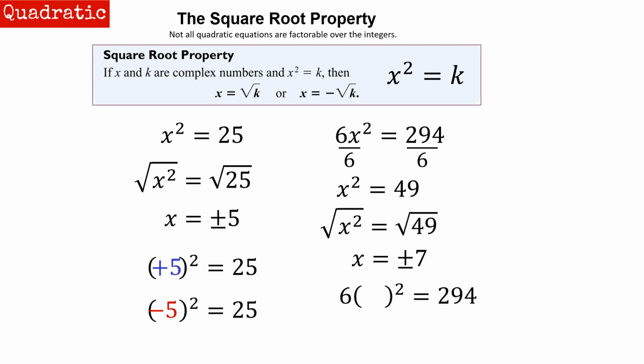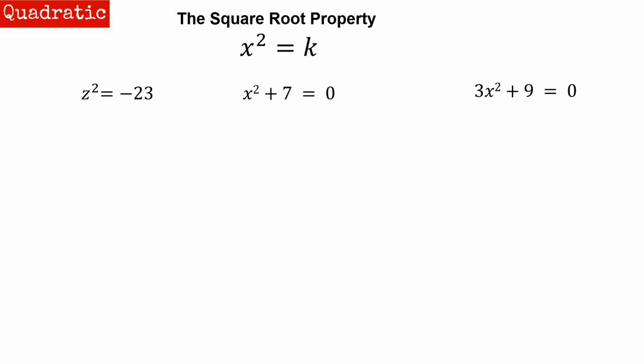And it's the same reason. 6 times 7 squared is 294. Try it on your calculator. It's also true when I put negative 7 in there. 6 times negative 7 squared is 294. Let's look at some more.